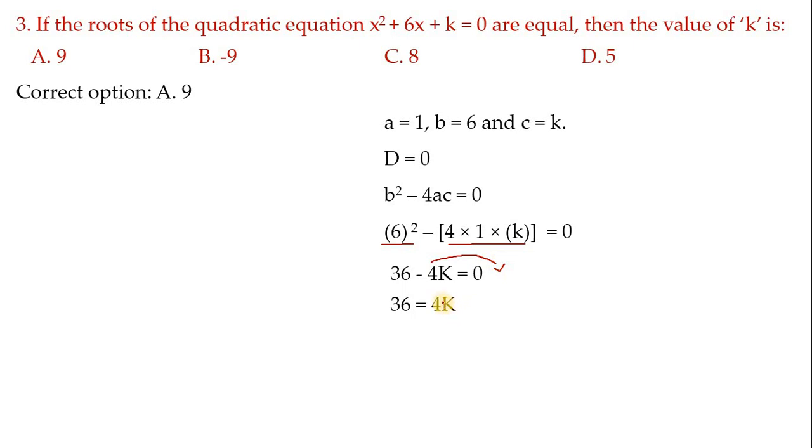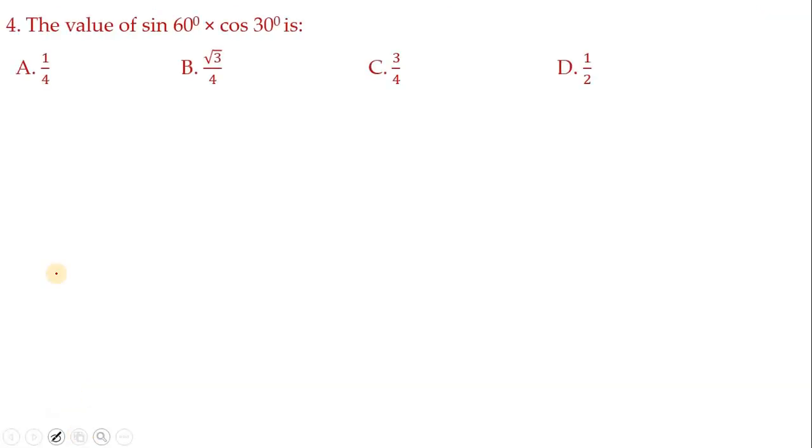And here we have to find k value. Hence this multiplication 4 transfer to this side. So we will get k is equals to 36 by 4. Cancellation is possible. 4 ones are 4 and 4 nines are 36. Therefore k is equals to 9. Next, let us move on to the next problem.